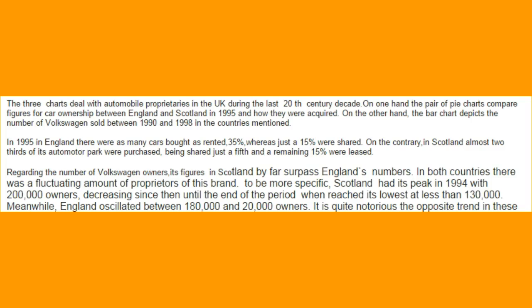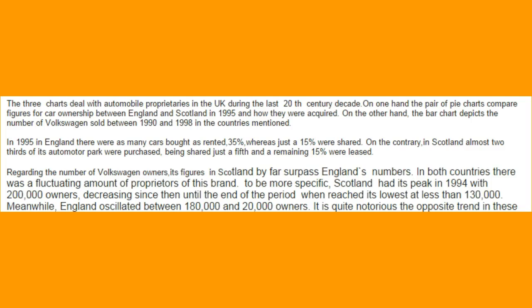All right, let's go. The pair of pie charts compare figures for car ownership between England and Scotland in 1995, and the bar chart depicts the number of Volkswagens sold between 1990 and 1998 in the two countries mentioned. Okay, in the two countries mentioned, and then it's clear you're referring to England and Scotland. Very good. So remember brevity in the first sentence.